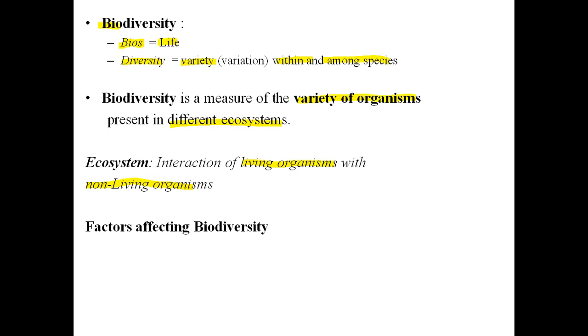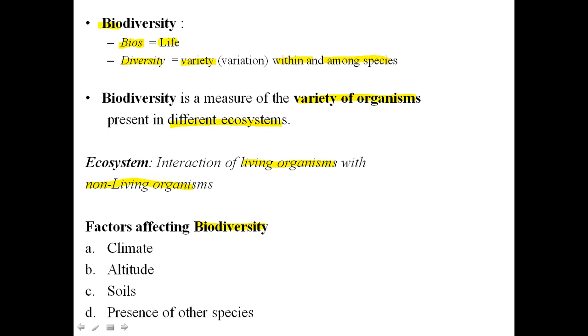At the same time, we all depend on different climatic factors, and plants depend on soil also. If the soil is fertile, more plants will grow in that area. If the soil is drier and there is less rainfall, there will be few plants in that area. So biodiversity may increase or decrease, and several factors affect it. One of the factors is climate, then altitude, then soil, and the presence of all other species.